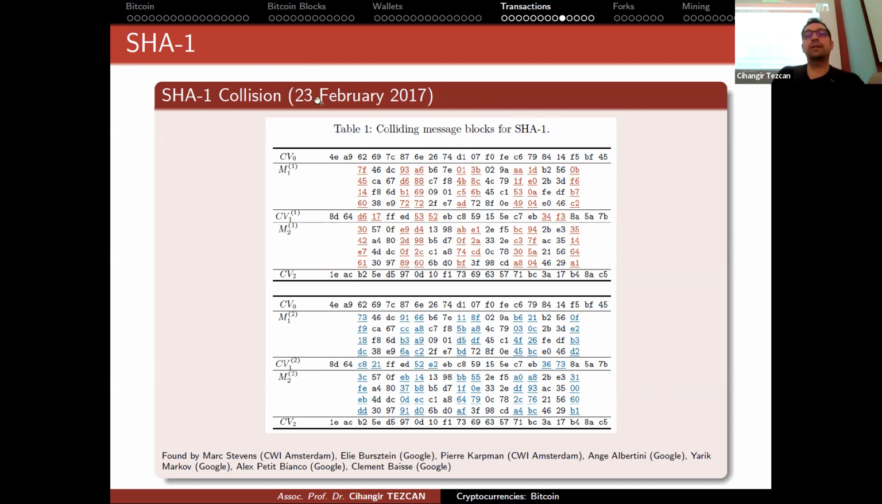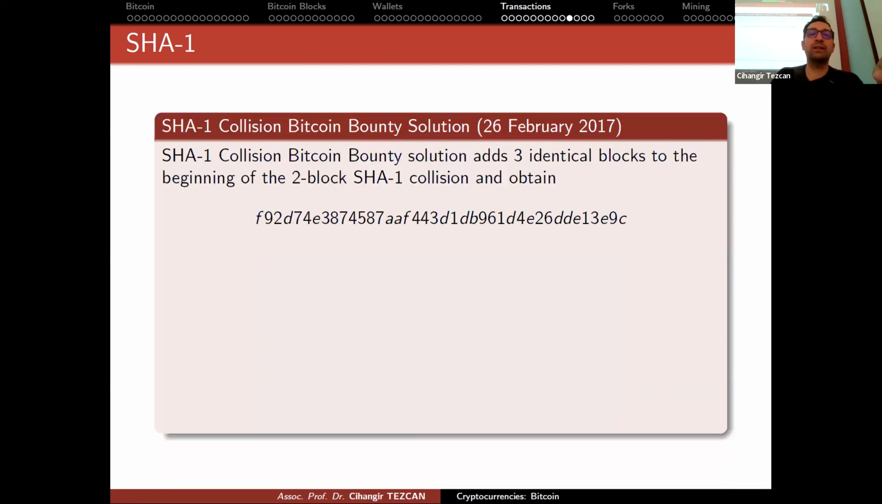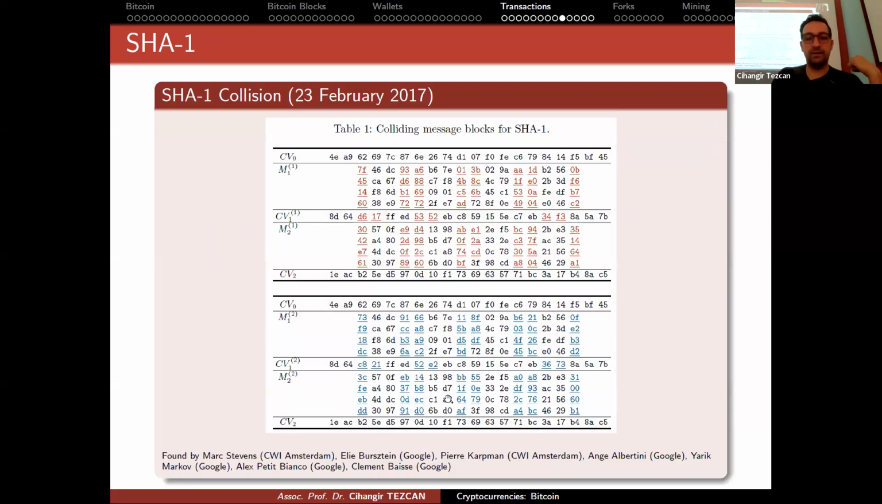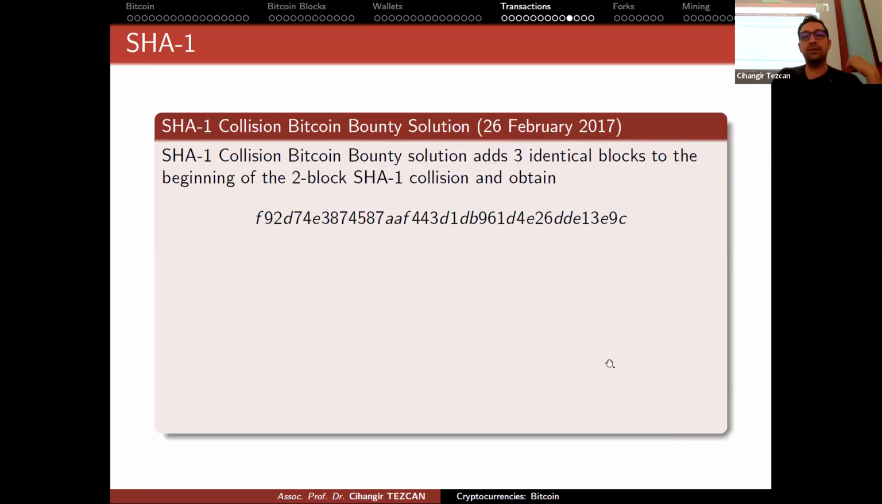And since this was announced on 23 February, those people who look at the blockchain realize that 3 days later, somebody withdrew the money from this challenge. And what they did was as follows. The solution adds 3 identical blocks to the beginning of the 2-block SHA-1 collision and obtains this hash. Okay, so this is different than this hash result here, this collision.